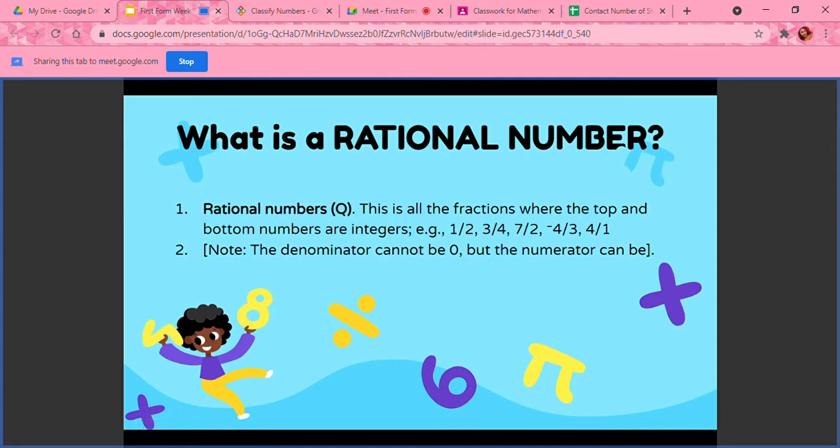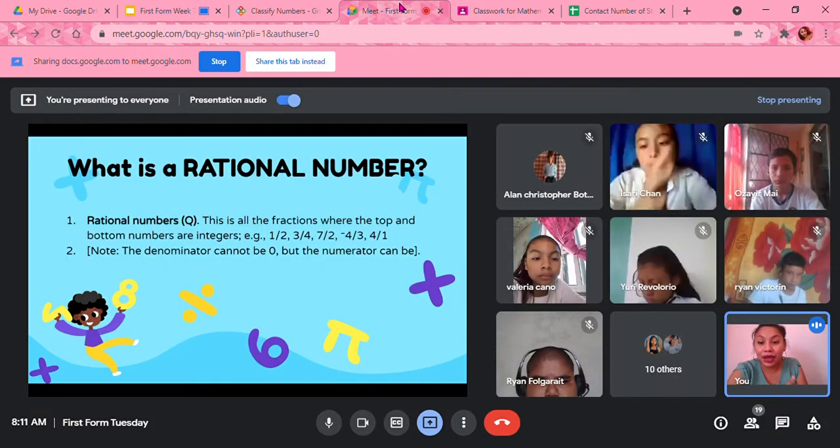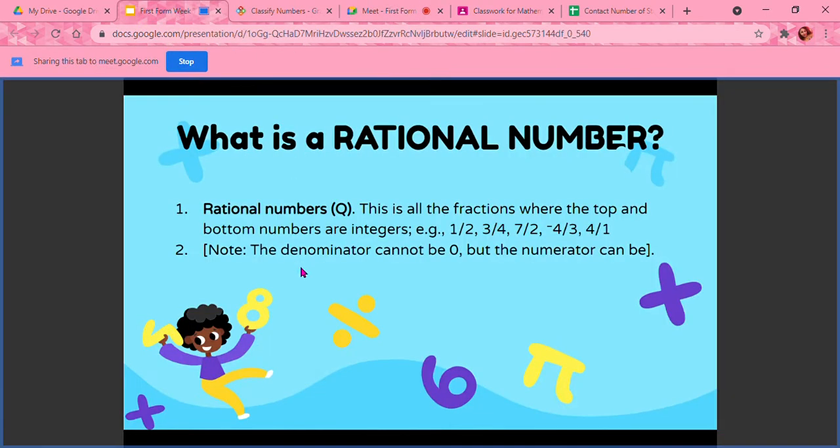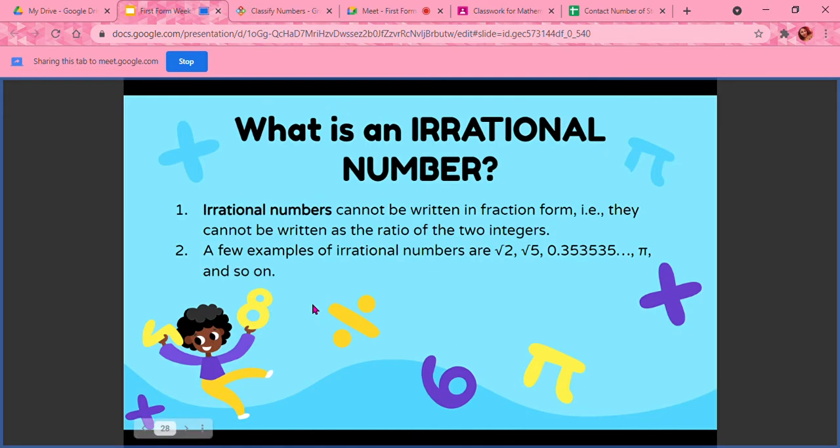But in this case, if you want to write a fraction, the denominator, or the number at the bottom, can never be a 0, because then it won't be a fraction anymore, right? We can't have 4 parts of 0. What is 4 parts of 0? Well, 0, right? So moving on, what is an irrational number?